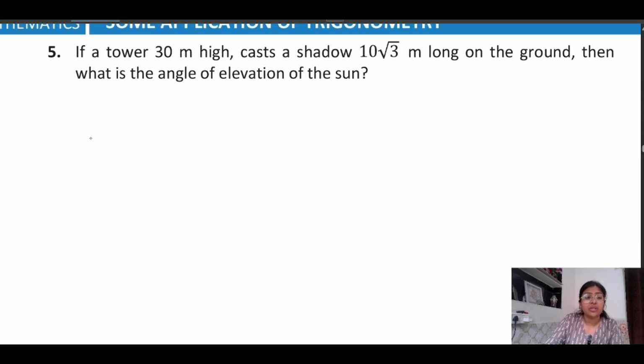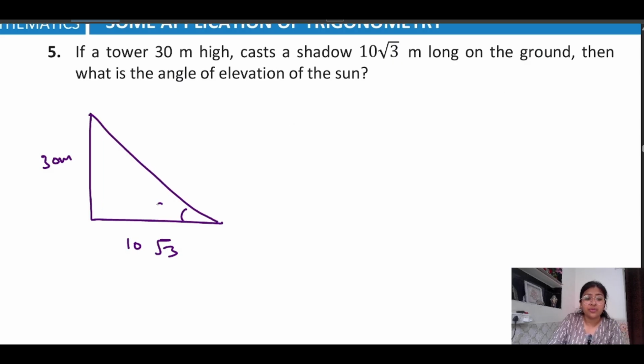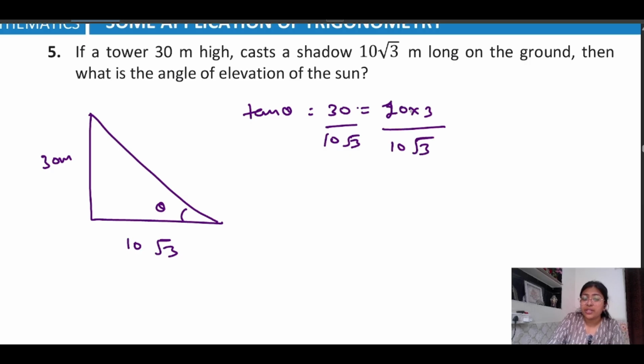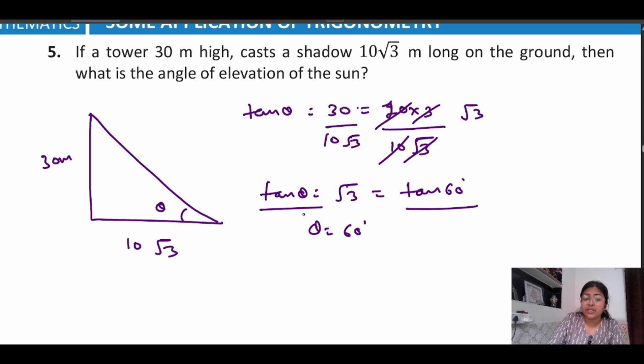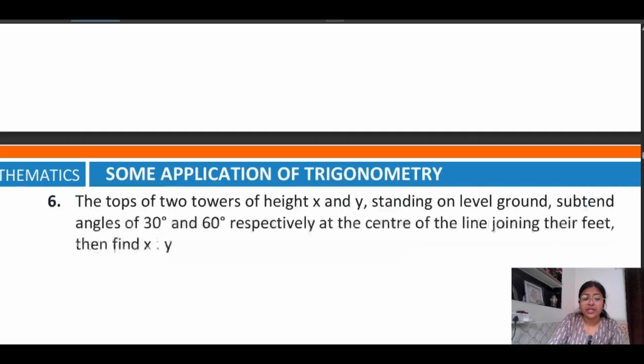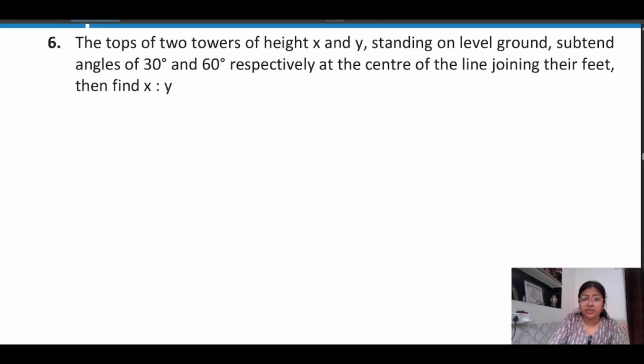Again, very easy question. If a tower is 30 meter high and casts a shadow 10 root 3 meter long, then for the sun's angle of elevation you need to find out this theta. Tan theta will be equal to 30 over 10 root 3. Simplify this: 30 can be written as 10 into 3, divided by 10 root 3. 10 cancels 10, root 3 cancels 3, so it will be root 3. Tan theta is equal to root 3, which is tan 60 degree. Comparing the angles, theta will be 60 degree. Okay, now try next. Important question for the exam purpose.